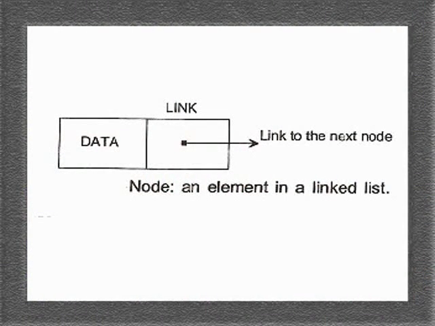Each node consists of 2 fields. One is the data field, the second one is the link field. The data field contains the actual information. The link field contains the address of the next node in the linked list, that is, it points to the next node in the linked list. We can classify linked lists into 4 categories. One is single linked list, second one is circular linked list, third one is doubly linked list, fourth one is circular doubly linked list.